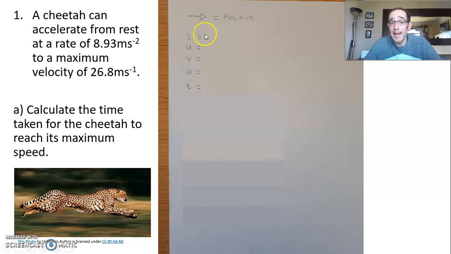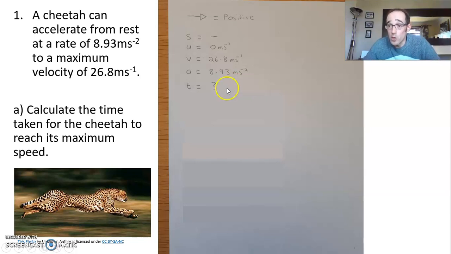Once we've written SUVAT, we then need to get the data from the question. So if we start off with S, the displacement, we don't actually know anything about the displacement and we're not being asked to find displacement. So I'm just going to put a line next to displacement. The initial velocity we do know from the question. It says from rest, so the initial velocity is 0. The final velocity we also know, it's 26.8 meters per second as indicated here. We also know the acceleration of the cheetah, it's 8.93 meters per second squared. And the time the cheetah takes to reach this maximum velocity is what we're trying to find. So I'm going to make that equal to question mark.